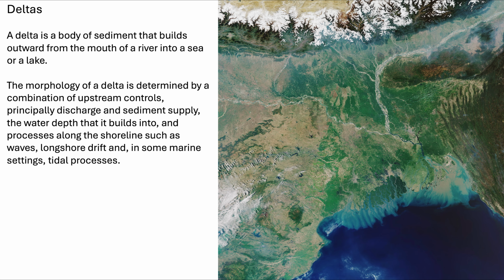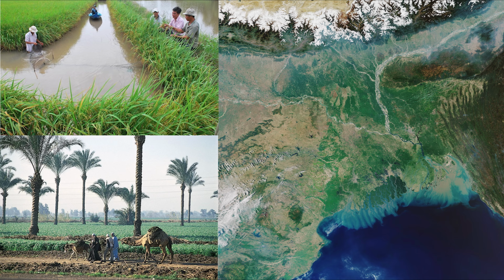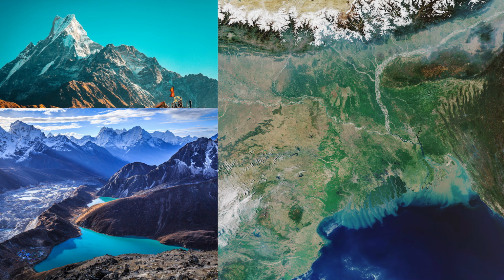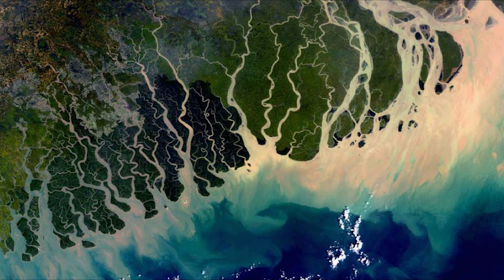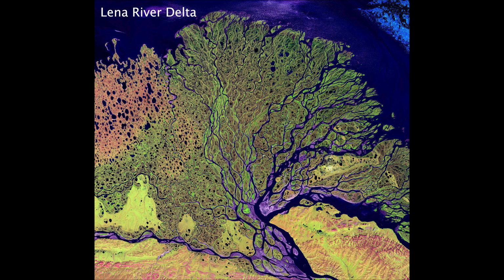A delta is a body of sediment that builds outward from the mouth of a river into a sea or a lake. They are found along many modern shorelines where they form flat terrains suitable for agriculture. The morphology of a delta is determined by a combination of upstream controls, principally discharge and sediment supply, the water depth that it builds into, and processes along the shoreline such as waves, longshore drift, and in some cases, in marine settings, tidal processes will be important. This results in a mosaic of depositional sub-environments in deltaic settings, each with their own variable characteristics.